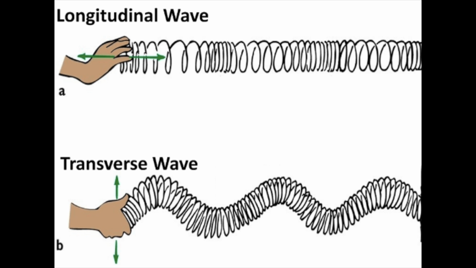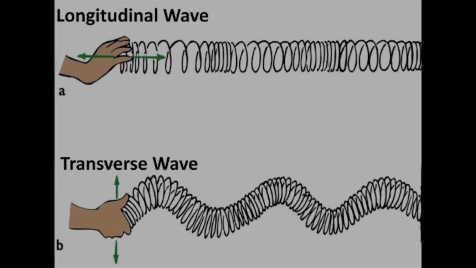Now, in this example, the wave is going to move from the left to the right. With a longitudinal wave, we are pushing on the slinky, sending compressions through it towards the right. Whereas we have a transverse wave on the bottom, we are shaking the slinky up and down as the wave is traveling to the right. So the particles in a transverse wave are moving perpendicular to the direction that the wave is going.